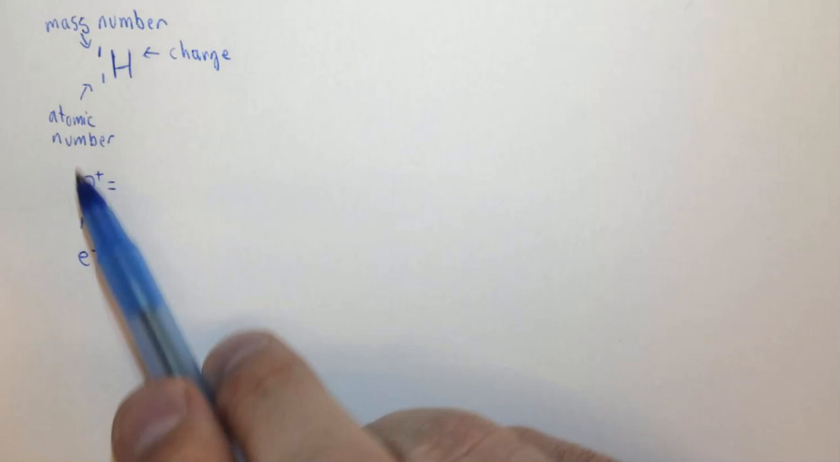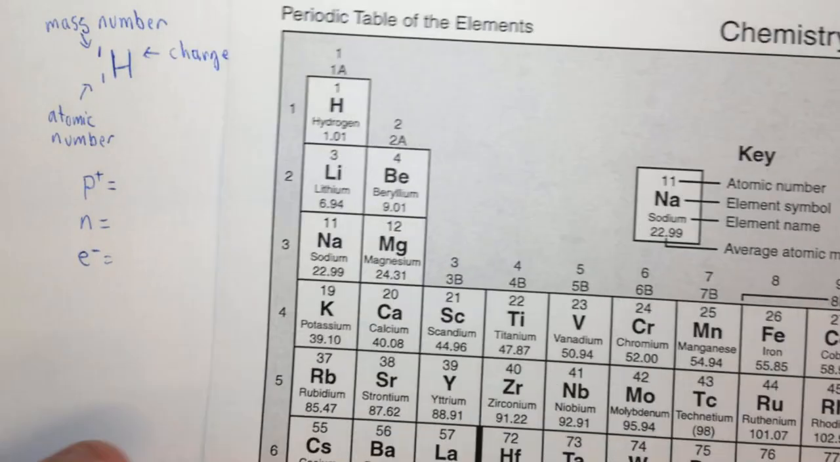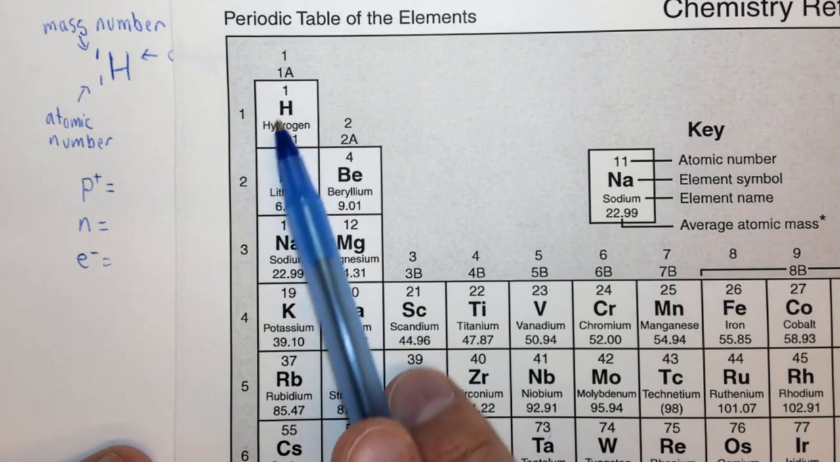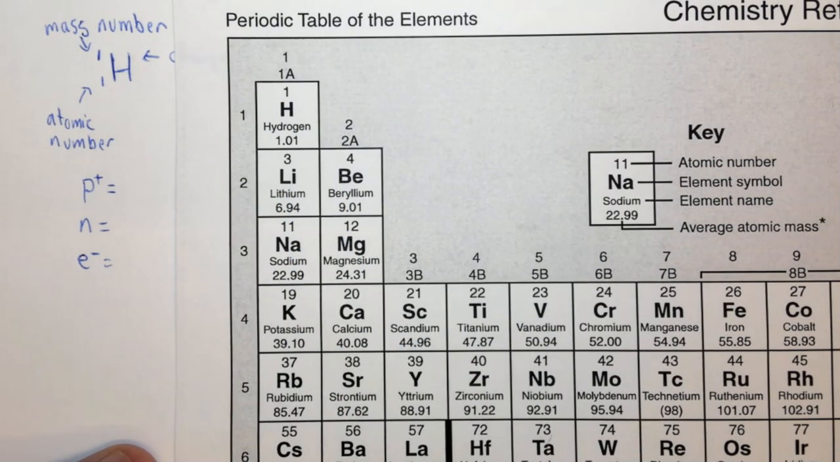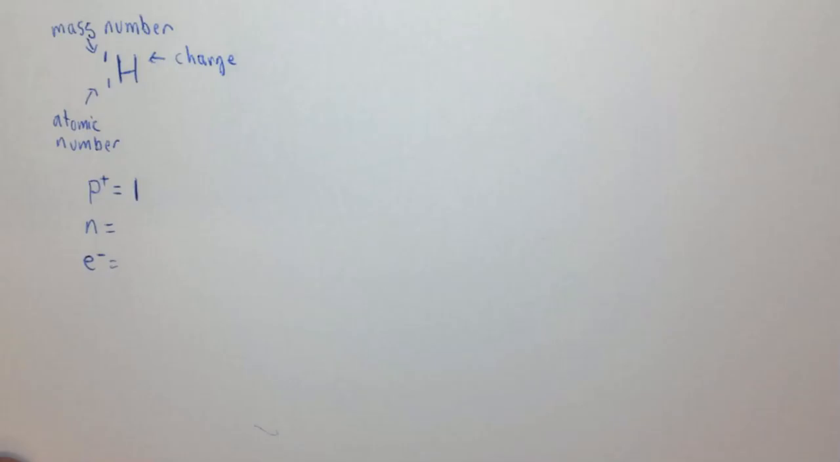So the protons is easy. If it's hydrogen, we are given the atomic number, but we would just find it on a periodic table, and we'd look at the atomic number, and we'd say it's 1. So that tells us there's 1 proton in the nucleus, and that's what makes this behave like hydrogen.